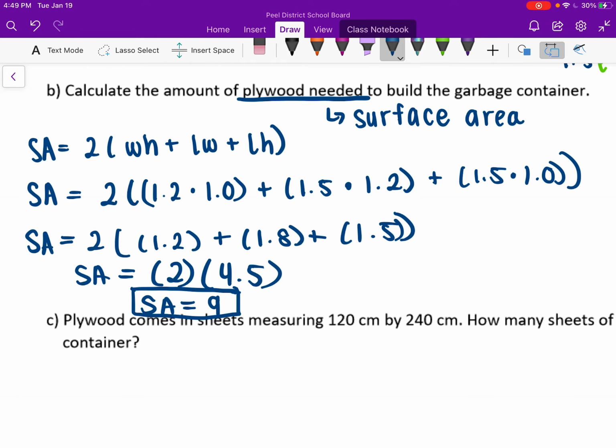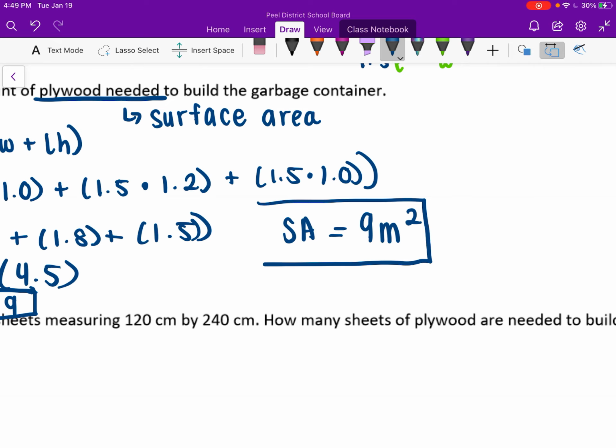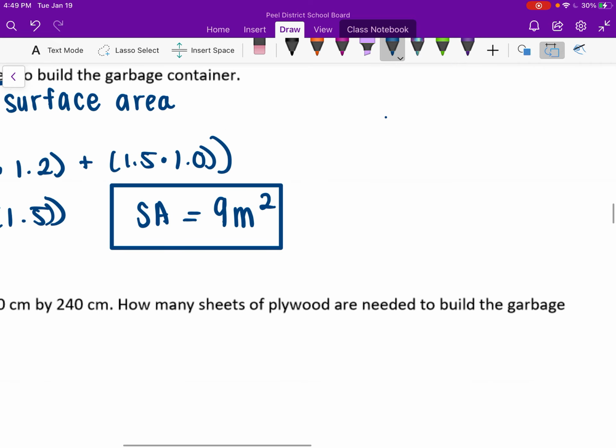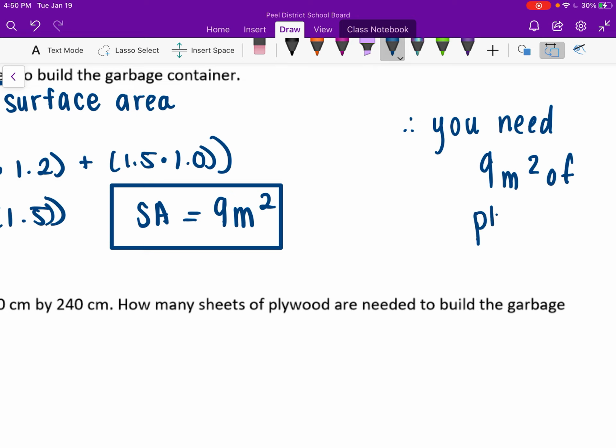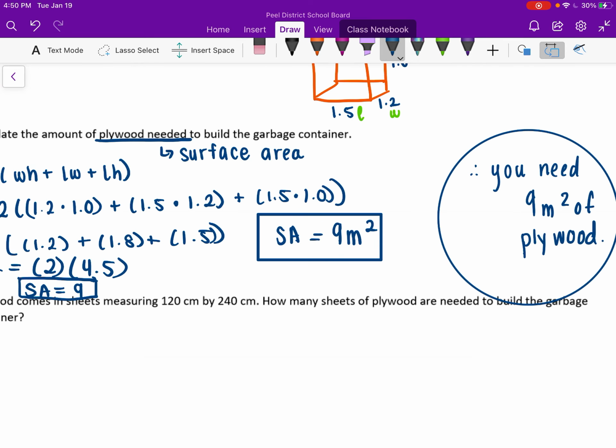Okay, so 9 what? 9 meters squared equals surface area, because we always want to put our units in, right? Therefore, you need 9 meters squared of plywood.